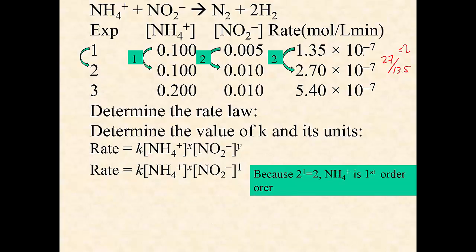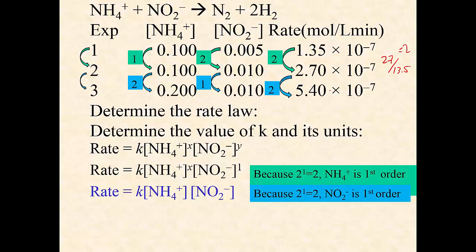Okay, look at trial 2 to 3. You kept nitrite constant. You doubled your ammonium. What happened to your rate? Same thing. Ignore all of this, so it's just 54 divided by 27. It doubled. It is first order in the ammonium. So here is your rate law.